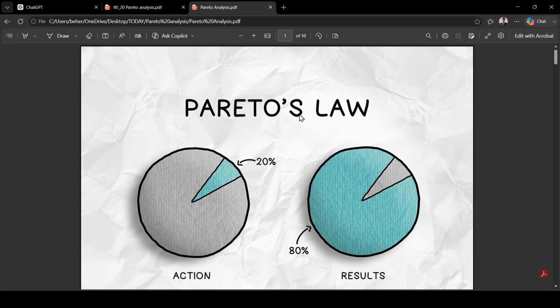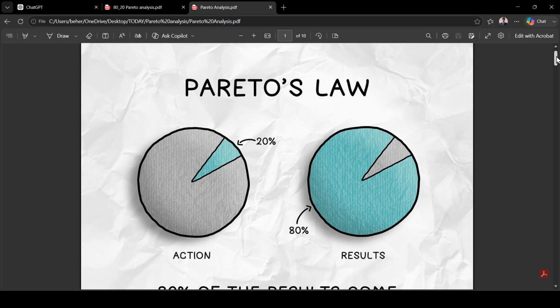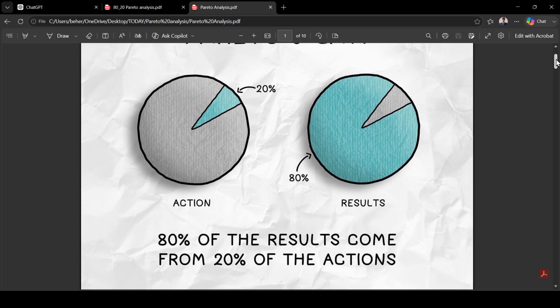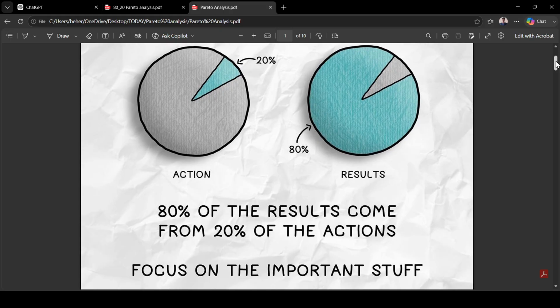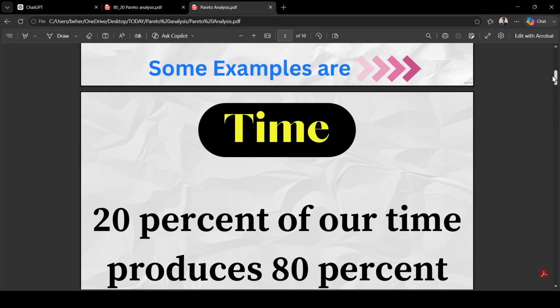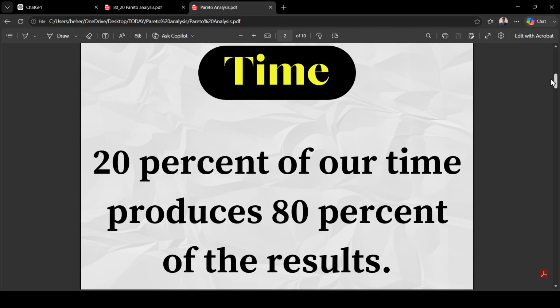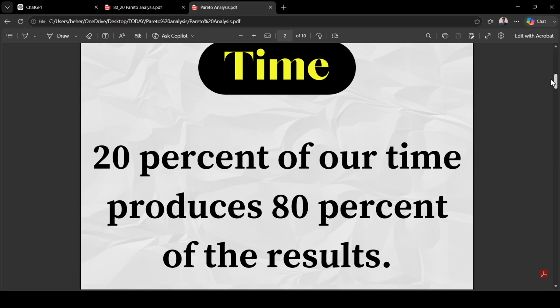Then this is my Pareto law, and this is my part 3 video. This video is all examples, so you can clearly understand. See that image, that is called the Pareto law. Action and result: 80% of the results come from 20% of the action. Same example, 20% of your time produces 80% of the result.